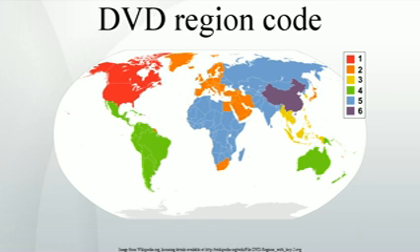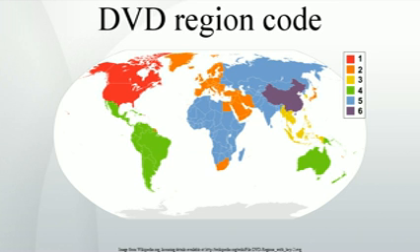DVD region codes are a digital rights management technique designed to allow film distributors to control aspects of a release, including content, release date, and price, according to the region. This is achieved by way of region-locked DVD players, which will play back only DVDs encoded to their region, plus those without any region code.